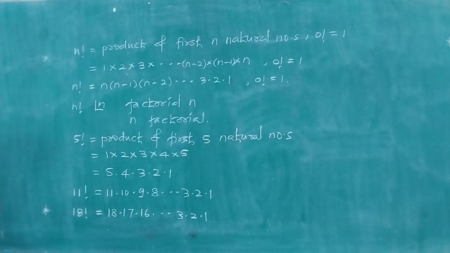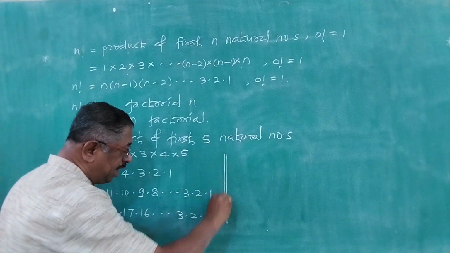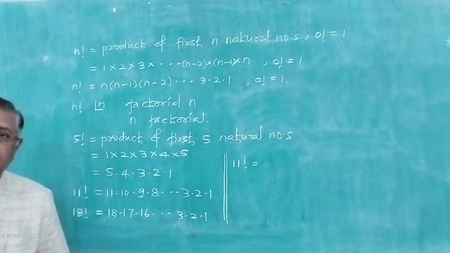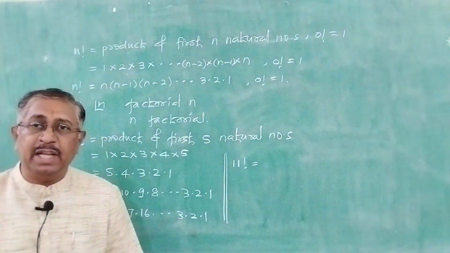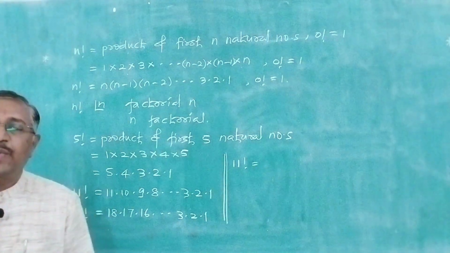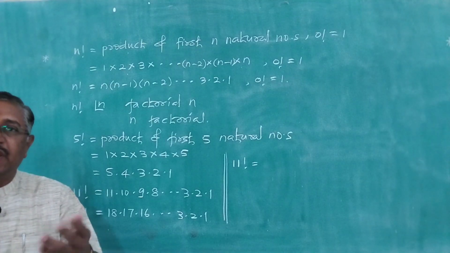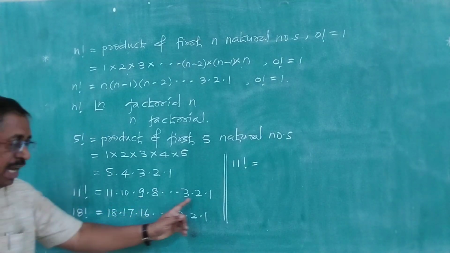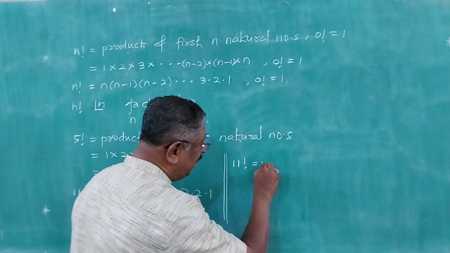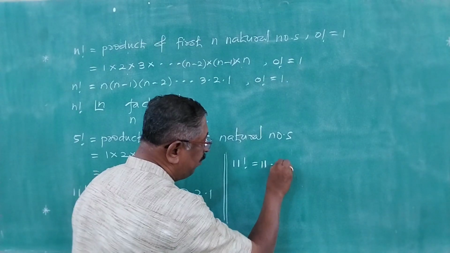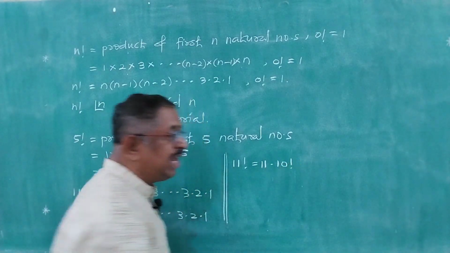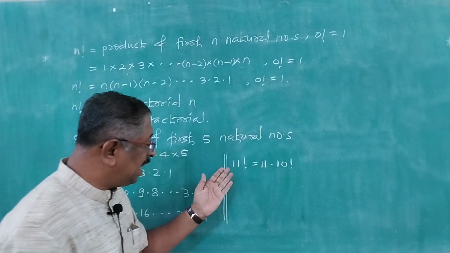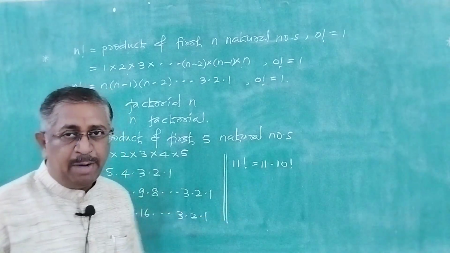If you look at this carefully, shall I write this 11 factorial in terms of 9 factorial? Shall I write this 11 factorial in terms of 5 factorial? Is it possible that I could write this 11 factorial in terms of 3 factorial? It is very obvious, because 11 factorial gives you the product of first 11 natural numbers. It means I can write 11 factorial as 11 multiplied by 10 into 9 into 8 into 7. It means it is the product of 10 natural numbers. Shall I write 11 factorial as 11 multiplied by 10 factorial?